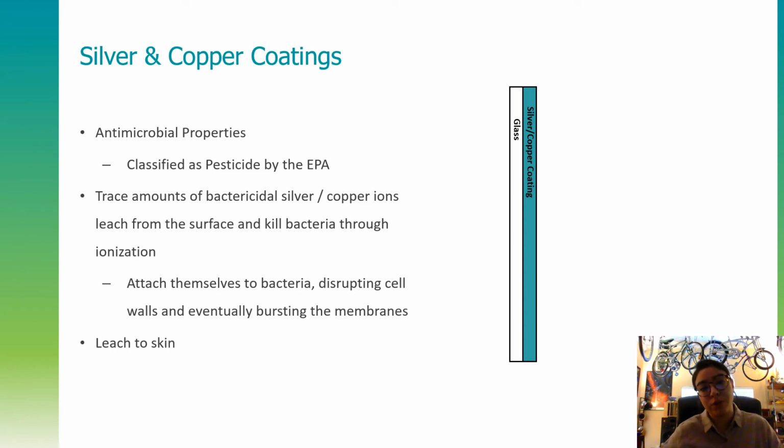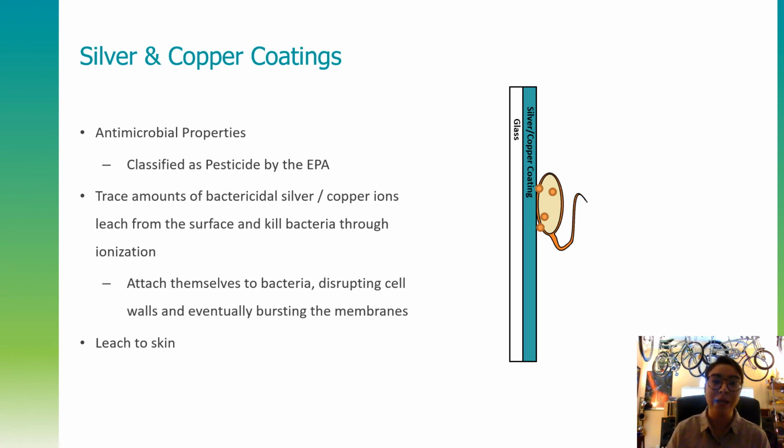So the way this works, though, is you have your silver or copper coating on the surface of the glass, and as bacteria lands on the surface of the glass, trace amounts of the bactericidal silver or copper ions will leach from the surface and essentially enter the bacteria and kill it through ionization. They attach themselves to the bacteria, they disrupt cell walls, and they eventually burst the membranes of the bacteria, deeming it harmless.